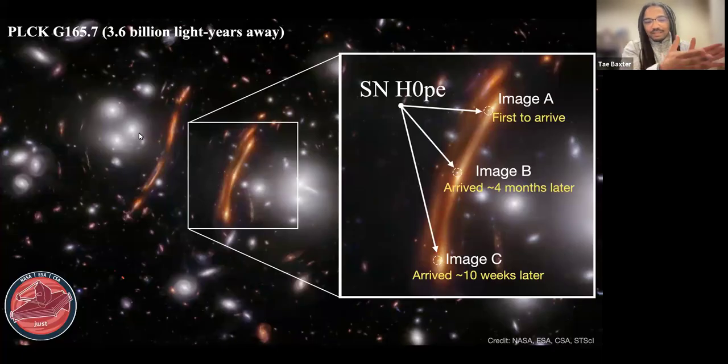So by studying this system over a course of time, they found that certain points arrived earlier than others. Here at the very top, you have image A. This was the light that first arrived to the telescopes. And then you have image C, which arrived about 10 weeks later, and image B, about 4 months later. So by doing some modeling of the system, folks were able to infer the expansion rate of the universe using galaxy clusters. So learning about how the universe is expanding by studying these extremely dense systems.